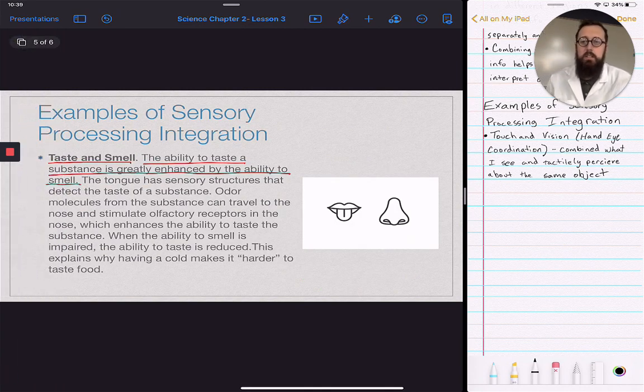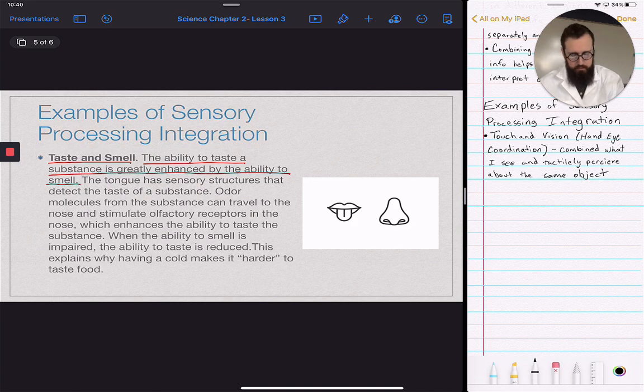And that is taste and smell. Your ability to taste a substance is greatly enhanced by the ability to smell. Your tongue has sensory structures that detect the taste of a substance. Odor molecules from that substance can travel to the nose and stimulate olfactory receptors in the nose, which enhances the ability to taste the substance. When the ability to smell is impaired, the ability to taste is reduced. This explains why when you have a cold, it makes it harder to taste some food.